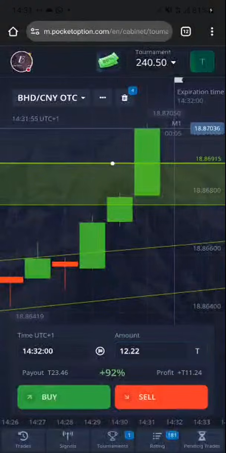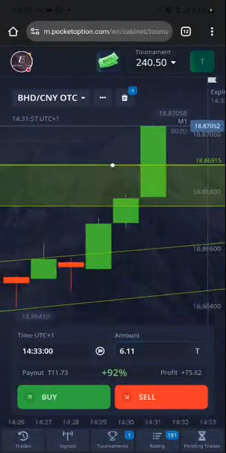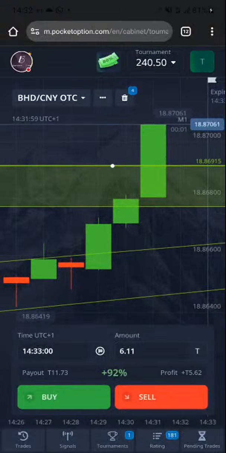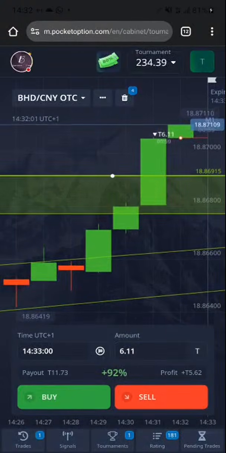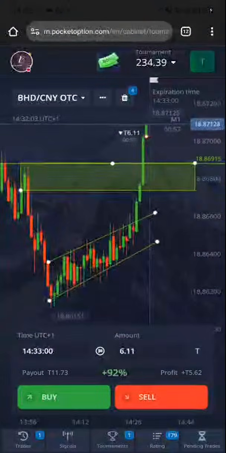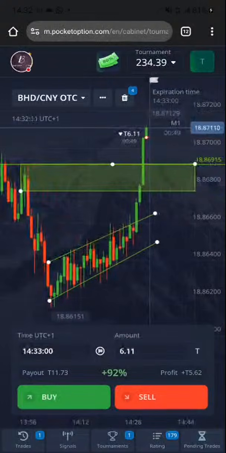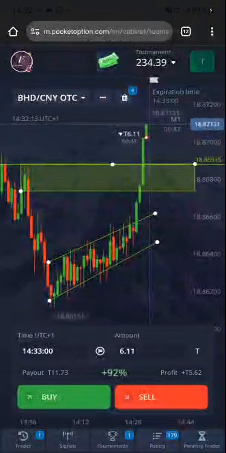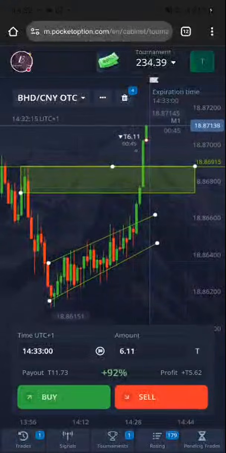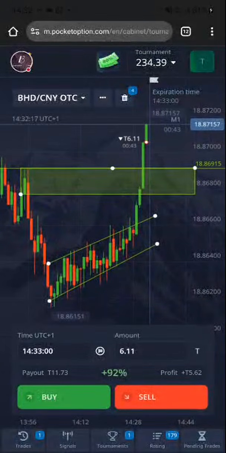Let me reduce this amount. I'll reduce it one more time. Then I'll go with a small amount with the sellers in case the price does not retrace. But I have a feeling it will not retrace because of this. You understand? The probability of the sellers coming in is low. That's why I went with small amounts, so that if this trade is a losing trade now, it doesn't affect the balance that much.